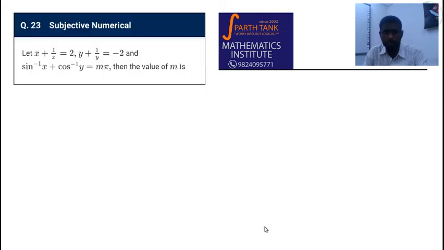Okay. Question number 23. Let x plus 1 by x is 2 and y plus 1 by y is minus 2, and sine inverse of x plus cos inverse of y is m pi. Then the value of m is.